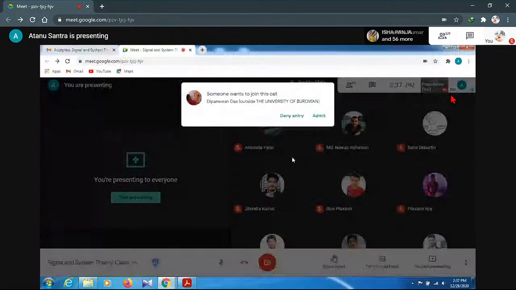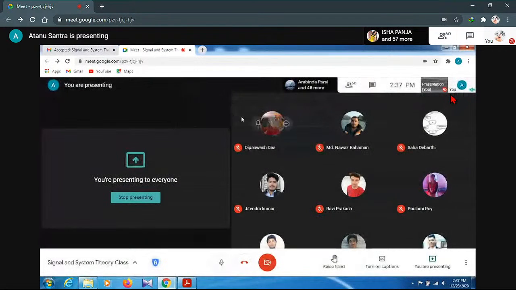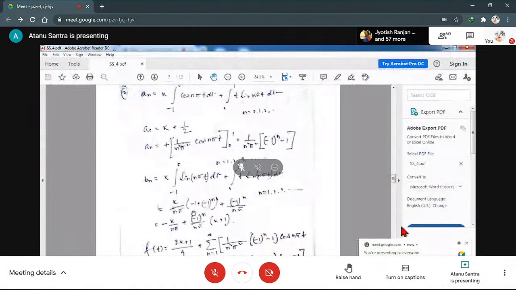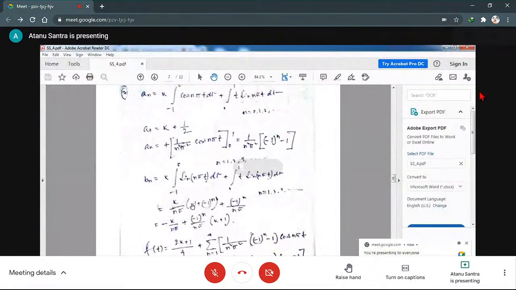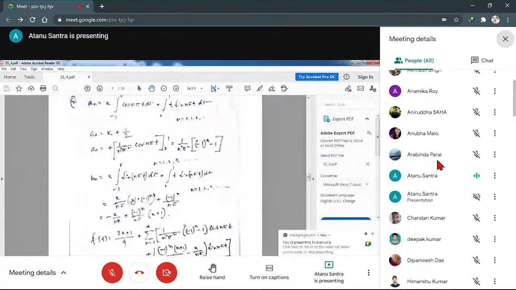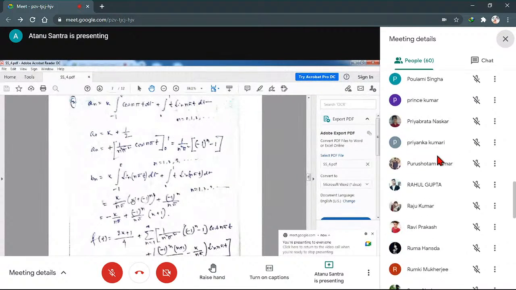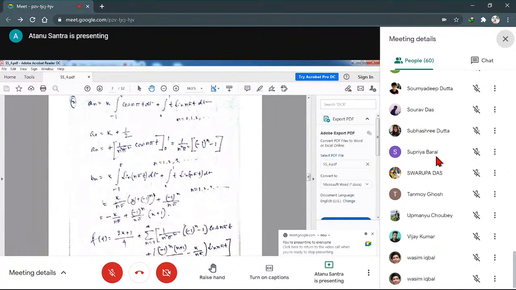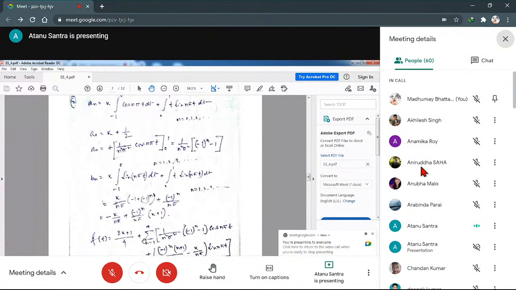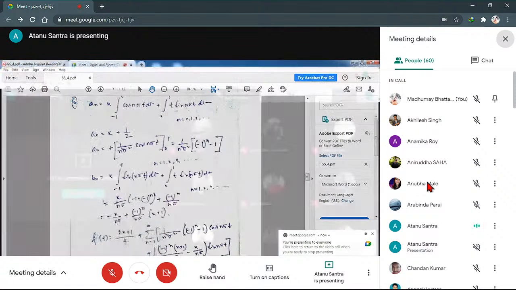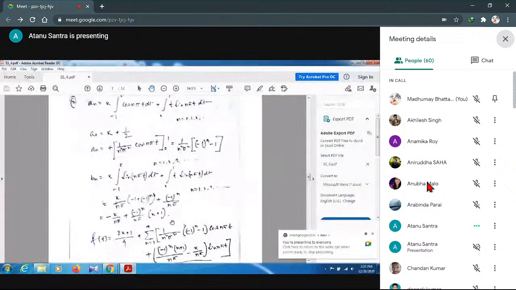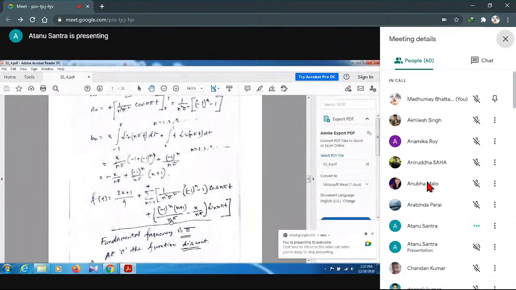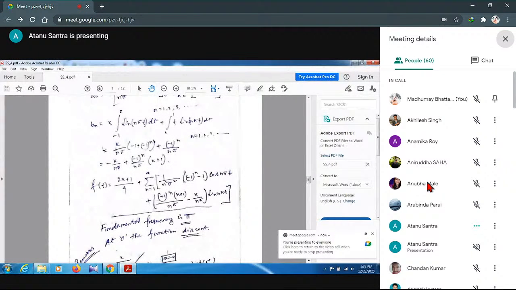of the Fourier series expression of the function f(t) equal to k when t is lying between minus 1 and 0, and equal to t when t is lying between 0 and 1. Sorry, the first interval is minus 1 to 0, and the second interval is 0 to 1. Okay. So this is the thing. The fundamental frequency is pi.